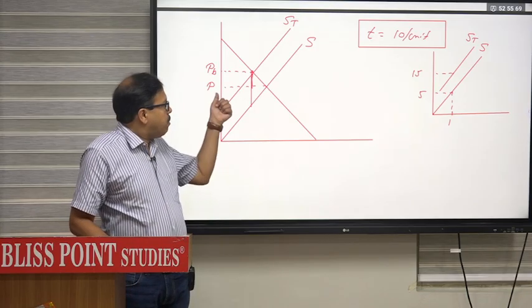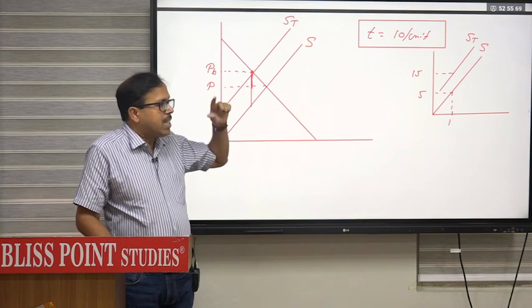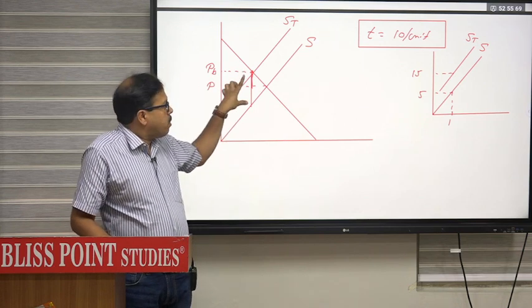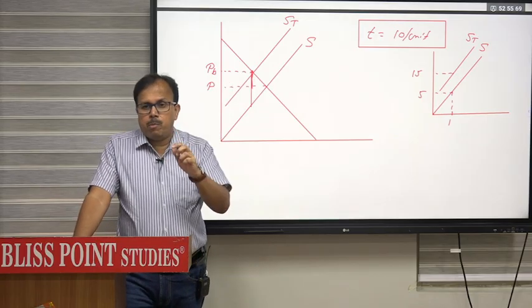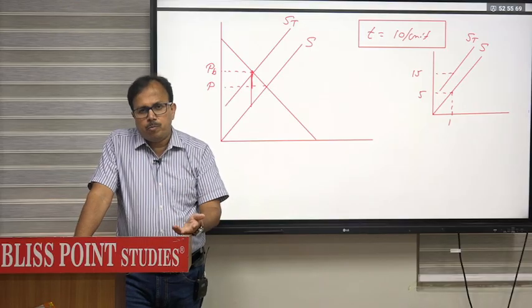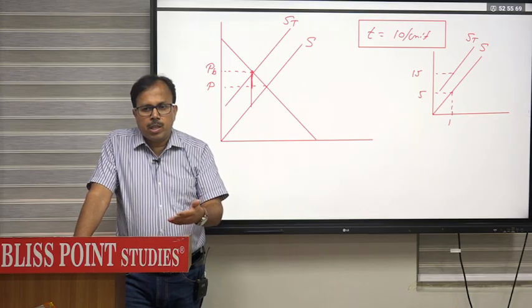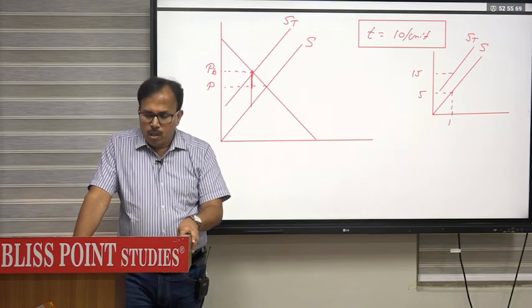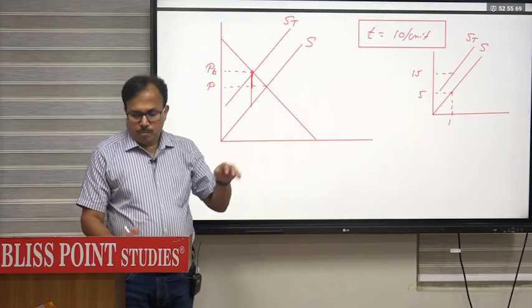Because before tax the price was this, after tax the price became this, so the increase in price is less than the size of tax. Tax size is more, increase in price is less. So if tax size is, let us say, 10, but price increases only by 4, then the burden on the buyer will be only 4. Because price goes up only by 4 rupees, the burden on the buyer will be only 4 rupees. So this increase in price will be the burden on the buyer.